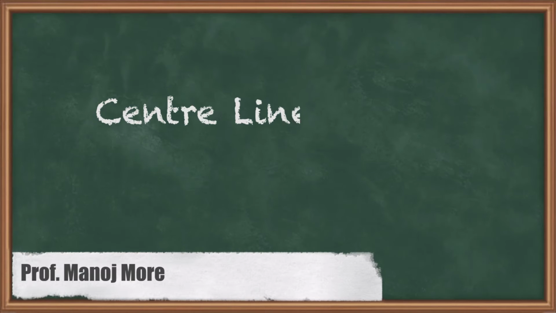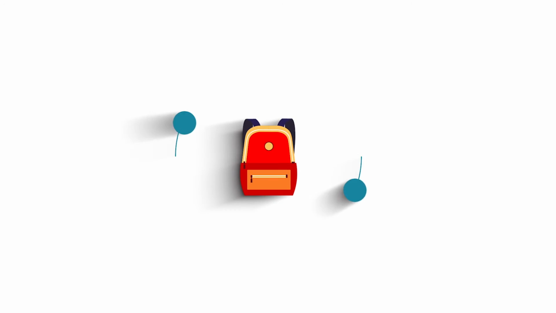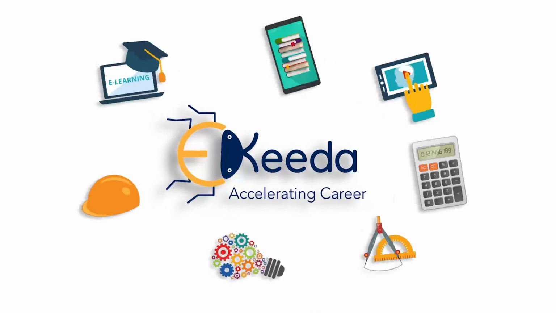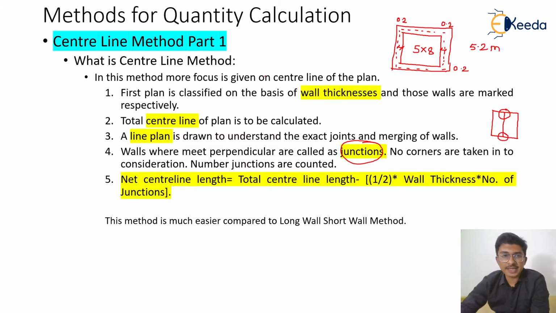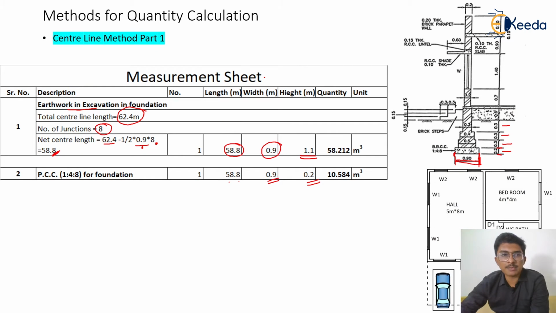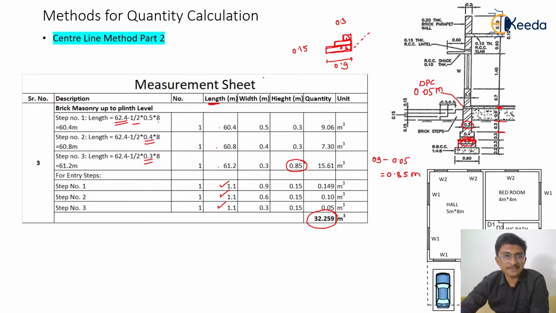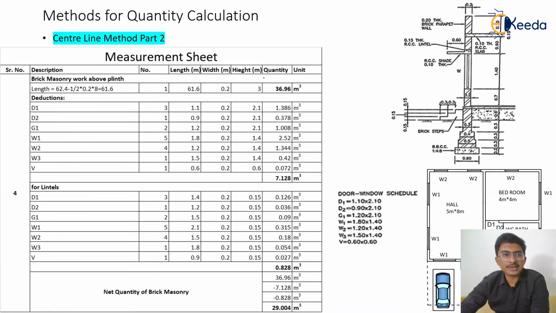Hello everyone, I welcome you all to this course Certification in Quantity Surveying, and we are dealing with the quantity calculation with the help of centerline method. Up to now we have learned what exactly is centerline, how to calculate the quantities with the help of formula for the earthwork in excavation, for the PCC, then for the brickwork up to plinth level, and now we are going to deal with the brickwork masonry above plinth level.